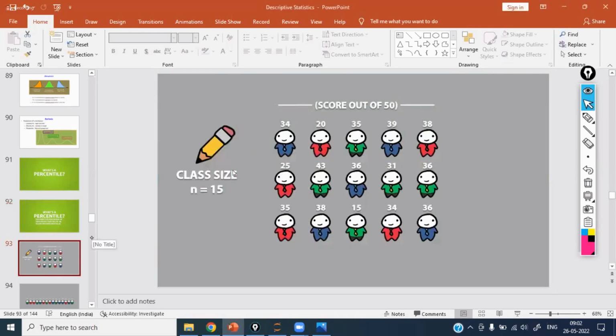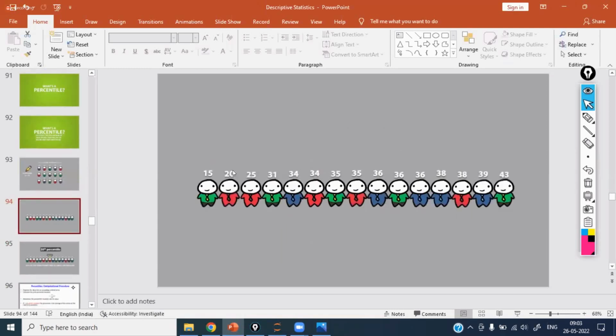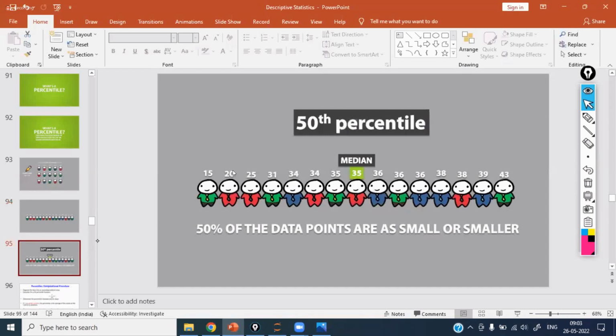For example, here there are marks of 15 students out of 50: 34, 20, 35, 39, 38, like this for 15 students. If I want to calculate the percentile, first I have to convert this into an ordered array. Then only I can calculate the percentiles. Now, 50 percentile means 50% of the data values are below it. 50 percentile is also called the median.